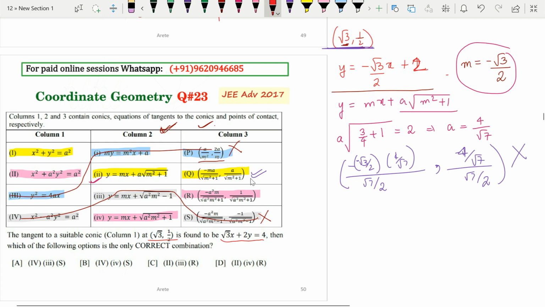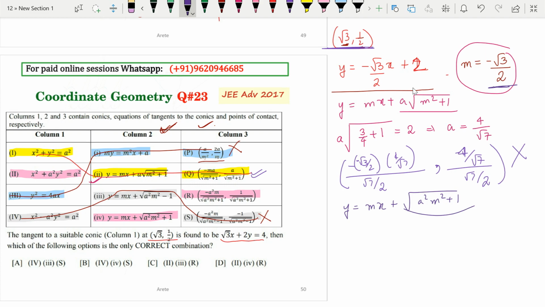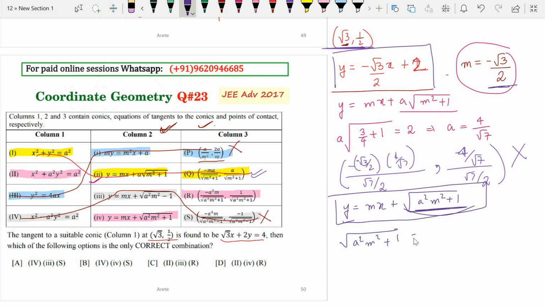Now, if you are in a hurry, you just say that this option is also out. Then we are only left with the pink option. But let's check it out. So the pink one, right? y is equal to mx plus under root a square m square plus 1. Now, m is already this. What do you want this? I'm comparing, you understand that this is the equation of the tangent, this is given, and this is the known tangent. m we already compared, got minus root 3 by 2. We have to compare the intercept also. So a square m square plus 1, I want it to be 2.